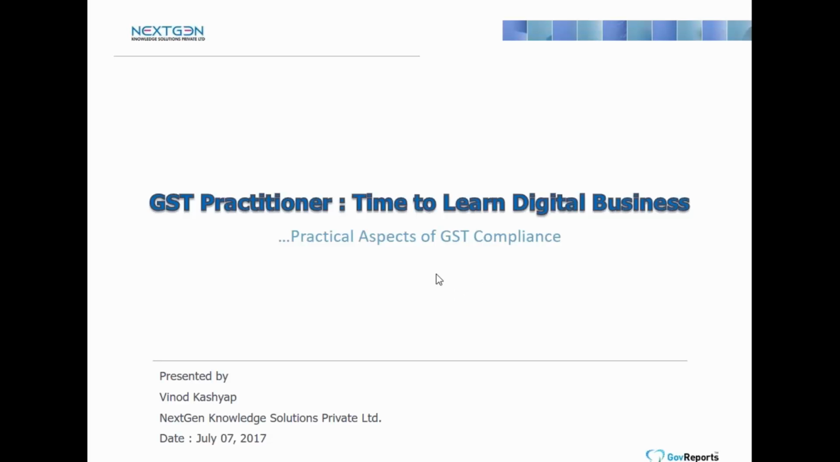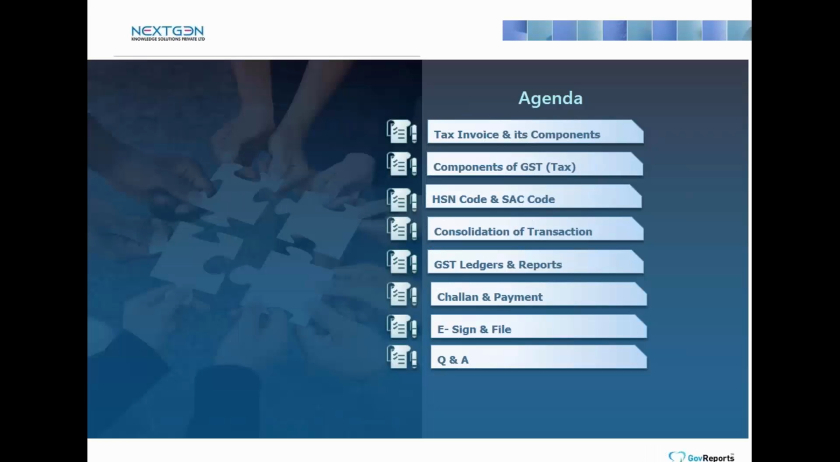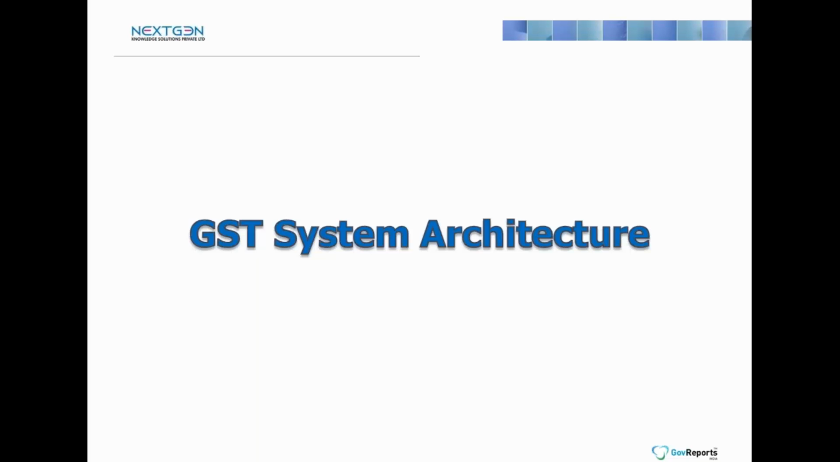Friends, our topic for discussion today is GST practitioners, time to learn digital business. In this session, we'll discuss the tax invoice and its components. Then we'll discuss components of tax, which is GST, HSN code and SAC codes, consolidation of transactions, GST ledgers and reports, challan and payment, then e-signature and filing. So let us start with the tax invoice and its components.